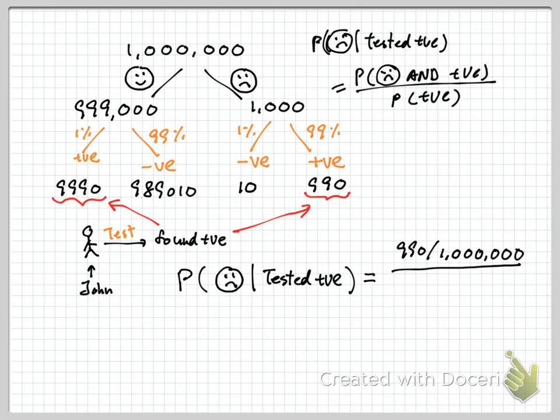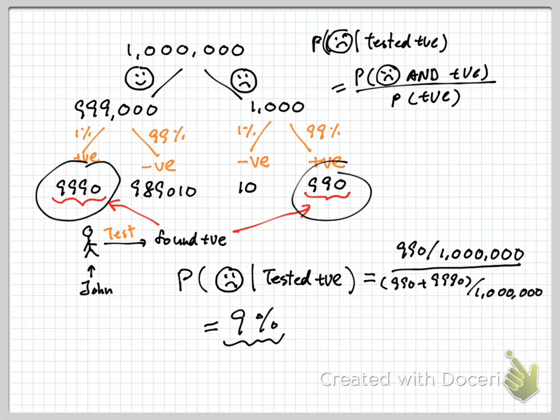And then those tested positive will be 990 plus 9,990 divided by 1 million. It is the same 1 million in the denominator. So the answer is very small indeed. It's only 9%. So if you are John, you don't have to worry about this. Even though it is a 99% accurate test, now you know, because there are quite a number of false positives compared to the true positives, even if John is tested positive, it is only a 9% chance that he is actually infected with the virus.